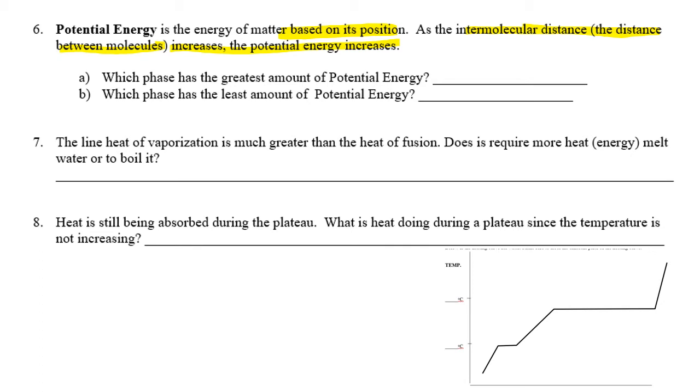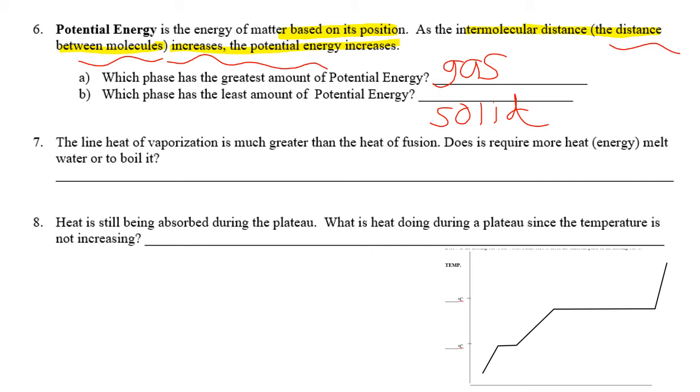Well, in what state of matter, solid, liquid, gas, is the distance between particles or molecules the greatest? You learned this last unit. Gas. And then solids have the least amount of space in between particles, so they would have the least amount of potential energy.